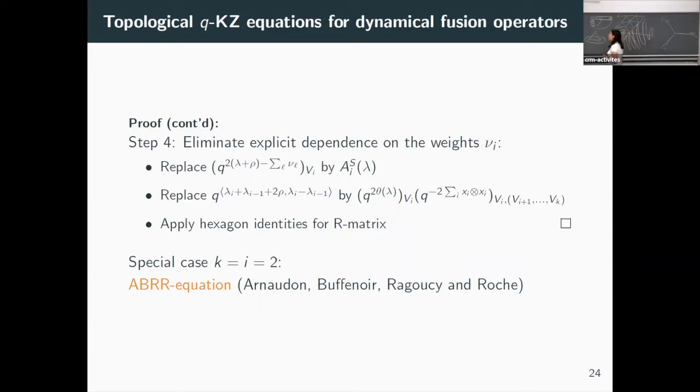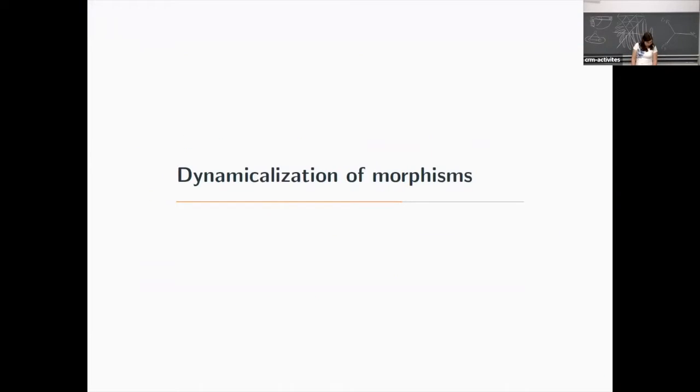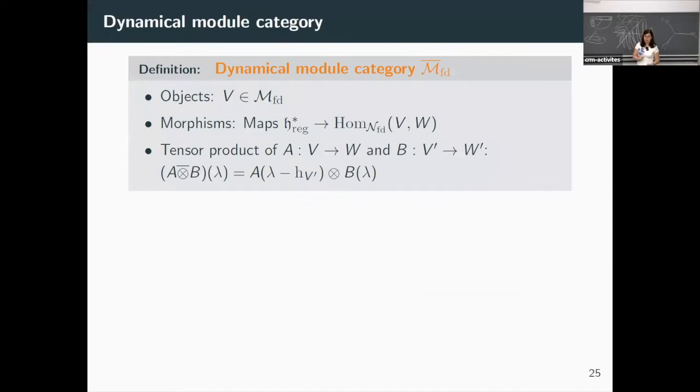In the special case where both k and l are equal to 2, then this is actually the ABRR equation, so named after these 4 people. And so this means that the equations that we've derived in this graphical way are actually extensions of this equation. So this equation is actually the one that uniquely determines the universal dynamical fusion elements. And so we believe that similar statements should hold, in fact, for the k-point versions of the universal dynamical fusion operator.